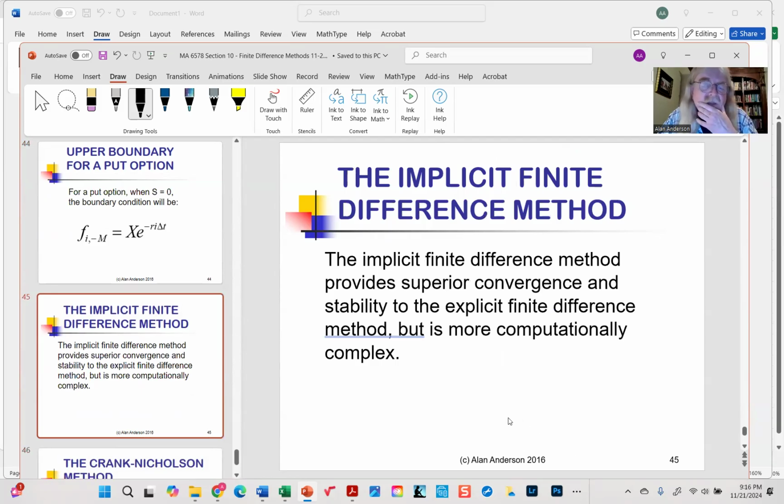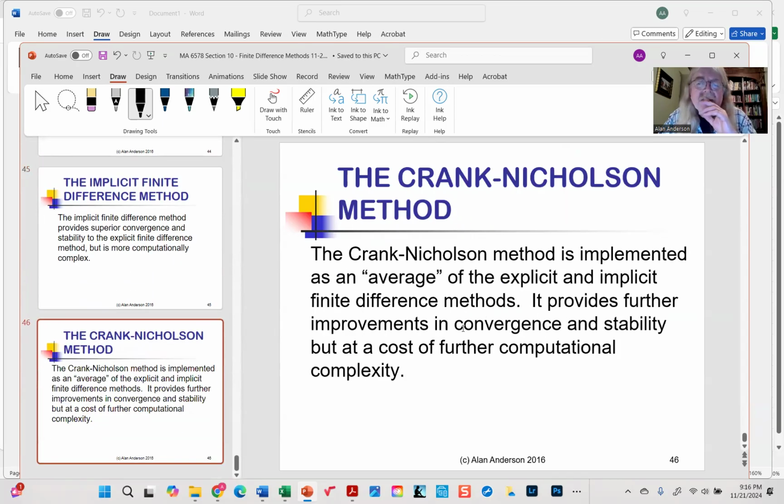Now, the other two alternative versions here are called the implicit finite difference method, which we'll kind of steer away from because it has its advantages, but it's terribly complicated compared to the explicit. And it doesn't have that same nice connection with the trinomial model. And then this Crank-Nicholson method is basically an average of the two. And again, it's very sophisticated, it's very stable, it converges quickly, but it's horribly complicated.